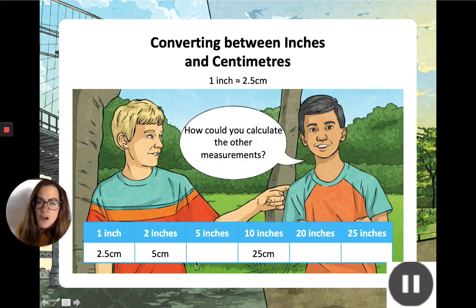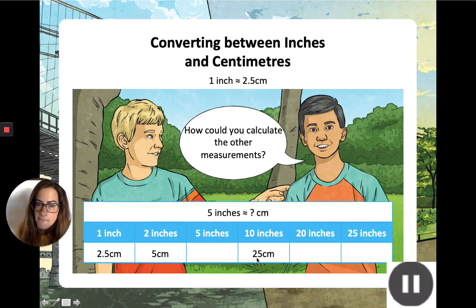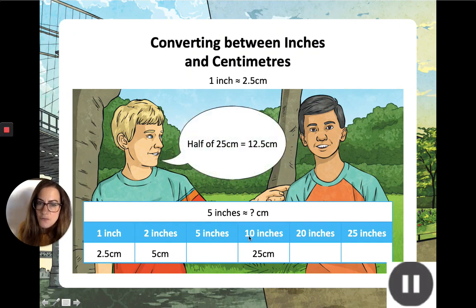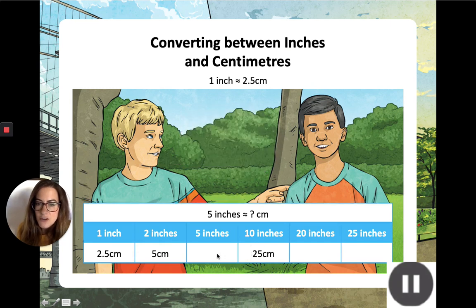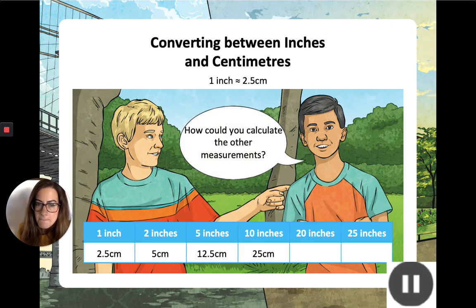Now, if we know that 10 inches is 25 centimetres, what else does that help us work out? Well, what's the relationship between 5 and 10? 5 is half of 10. So that means to work out the centimetres, I can half 25. And half of 25 is 12.5. So if I share that out, divide it by 2, I get 12.5. So now I know that one.